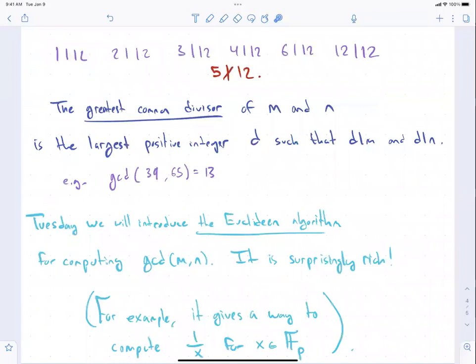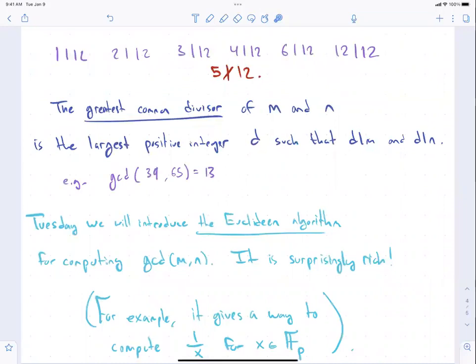So for example, if I look at the number 12, well, 1 divides 12, 2 divides 12, 3 divides 12, 4 divides 12, 6 divides 12, and 12 divides 12, but 5 does not divide 12. If you draw this bar with a line diagonally through it, that means does not divide. So 5 does not divide 12. If I divide 12 by 5, the remainder is 2, not 0. Good. So that's just some notation for talking about when one number divides another.